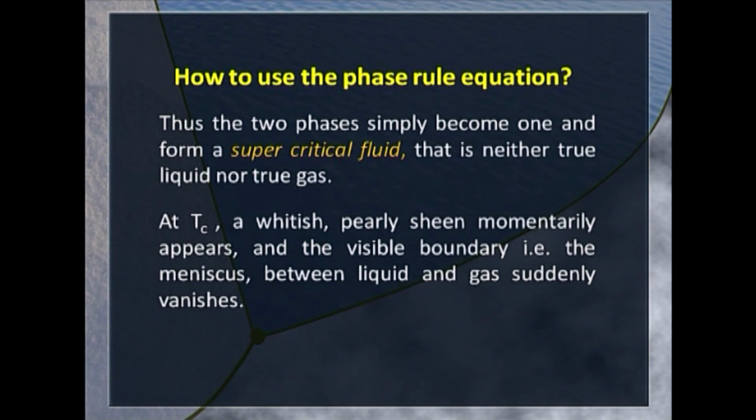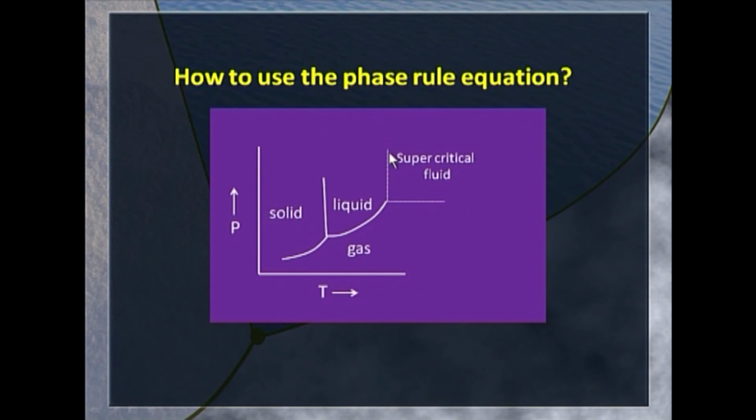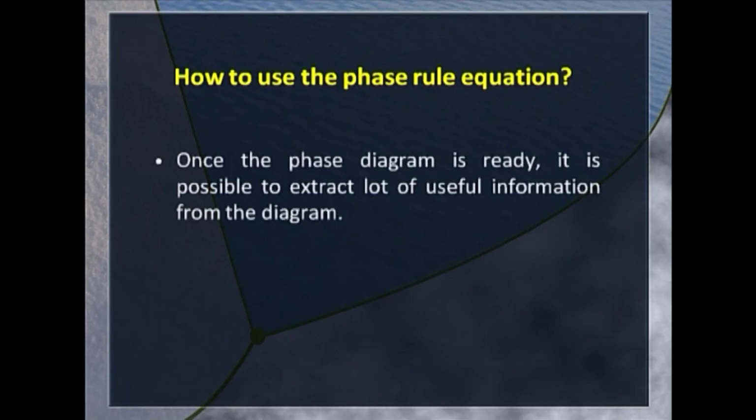At Tc, a whitish pearly sheen momentarily appears and the visible boundary, that is the meniscus between the liquid and the gas, suddenly vanishes. This is the region in which the supercritical fluid exists. You are familiar with the experiments known as Andrews experiments on carbon dioxide, which define the critical temperature and the critical point. That means once the phase diagram is ready with us, it is possible to extract a lot of useful information from the diagram, as we shall see later.